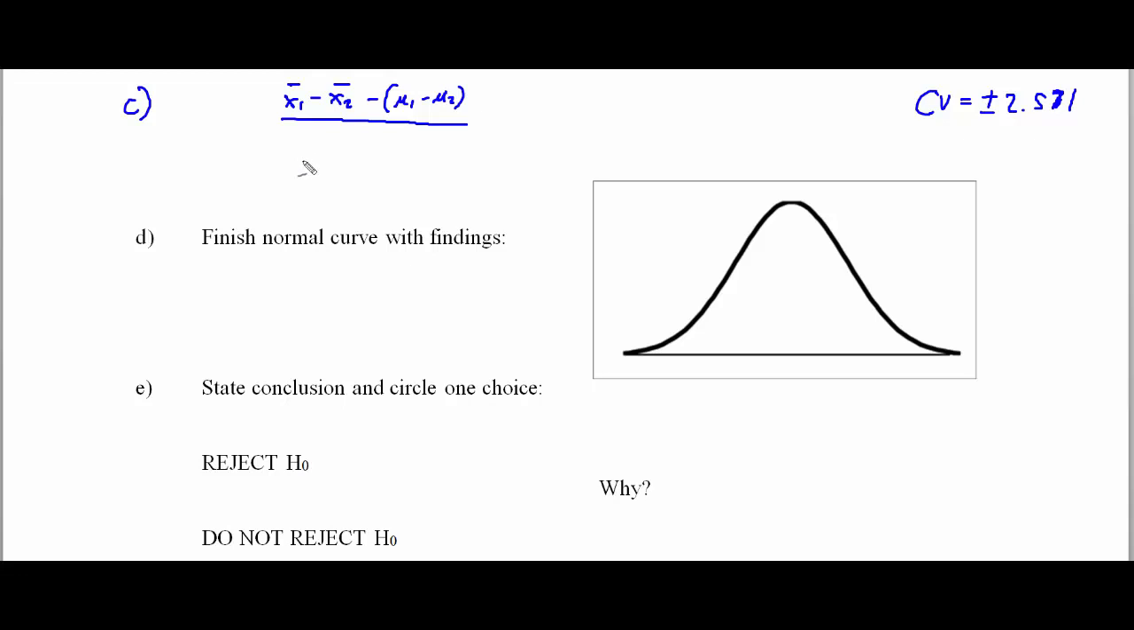And then down below we have the standard deviation, and in this case it's going to be lowercase s because we have under 30 pieces of data. The first standard deviation squared divided by the sample size of the first group plus the second standard deviation squared divided by the sample size of the second group. Now, it is important to see that all of the data was given.